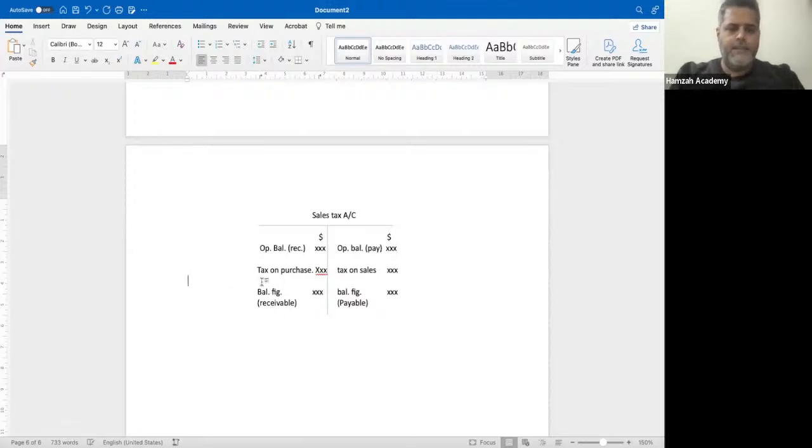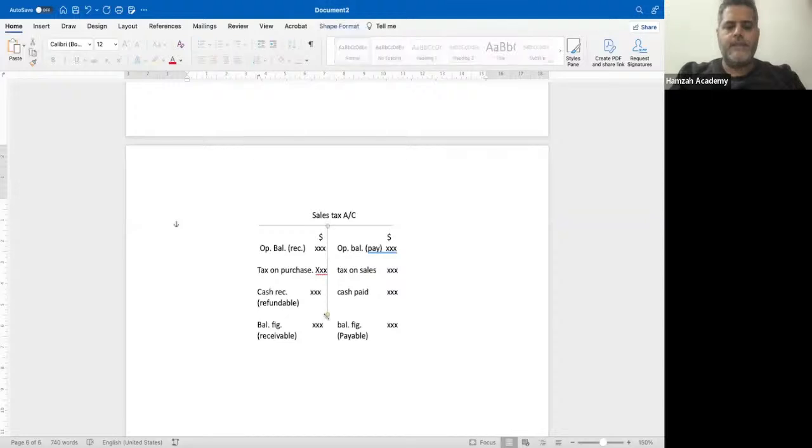Then similarly, we can have a cash receive over here that is refundable, right? Over here is going to be the refundable. And then we can have a cash paid over here, right? That is the payable over here, at the end of the day. And then we get this balancing figure over here, right?